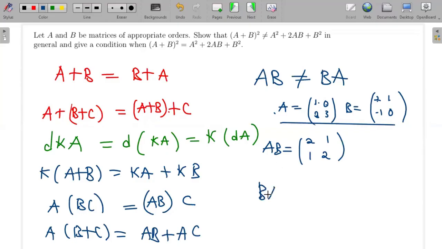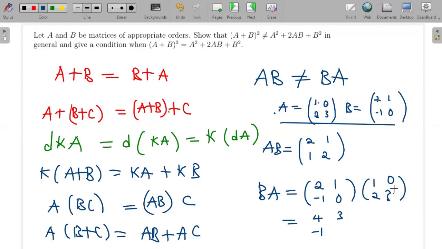So let me find my BA. BA means I'm now multiplying this with the A, so I'm starting with the B. The B is 2, 1, minus 1, 0, and then the A is 1, 0, 2, 3. If I multiply this, what do I get? 2 multiplied by this, I get 2. Then 1 multiplied by 2, I get 2 again. So if I add those, I have 4. 2 multiplied by 0, 0. 1 multiplied by 3, that will just be 3. Minus 1 multiplied by 1, I get minus 1. Then 0 multiplied by these 2, it's 0. So here I have minus 1. Then minus 1 multiplied by 0, 0. 0 multiplied by 3 is 0.